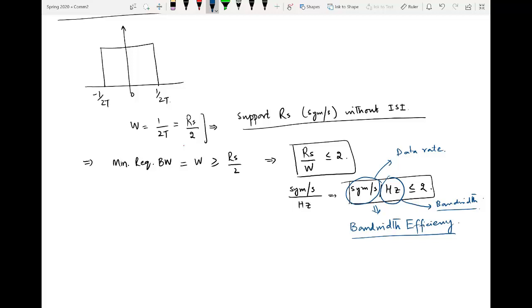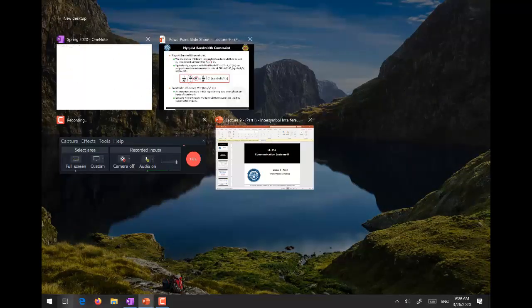So whenever you encounter such units, bits per second per hertz or symbols per second per hertz, they correspond to the bandwidth efficiency. So the Nyquist bandwidth constraint says that the maximum bandwidth efficiency of any system with zero ISI can be equal to 2. It can be less than 2, but it cannot be greater than 2. So those were some words about the bandwidth efficiency.